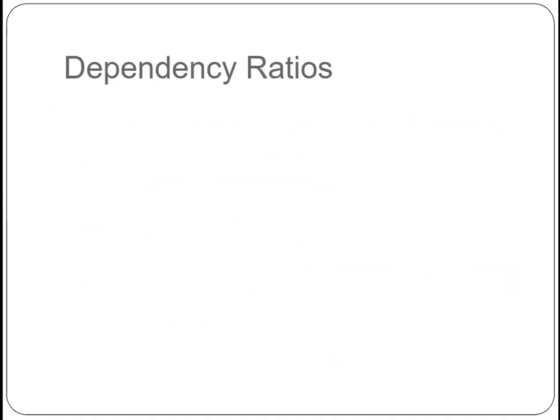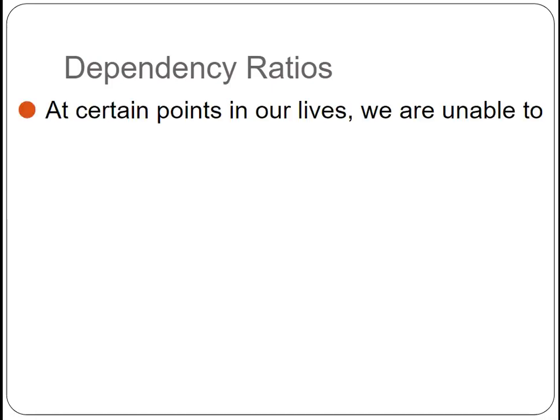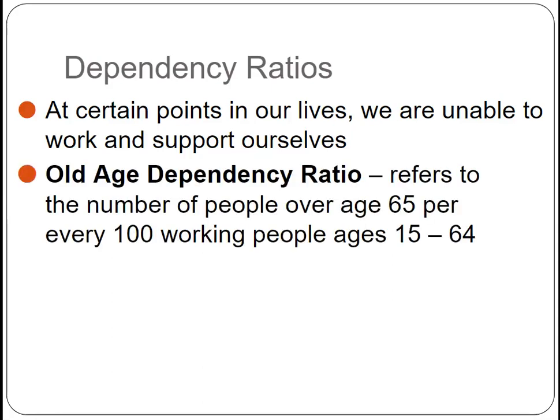Okay, so this brings us to the idea of dependency ratios. So if I'm going to have children, how do I pay for them? If I'm going to have elderly parents, how do I pay for them? Okay, so at certain points, we're unable to work and support ourselves, right? When we look at dependency ratios, we're looking strictly at age. There are, of course, other reasons why folks are unable to work, through disability or illness. But if we look at the old age dependency ratio, this means the number of people over the age of 65 per every 100 people working between the ages of 15 and 64.